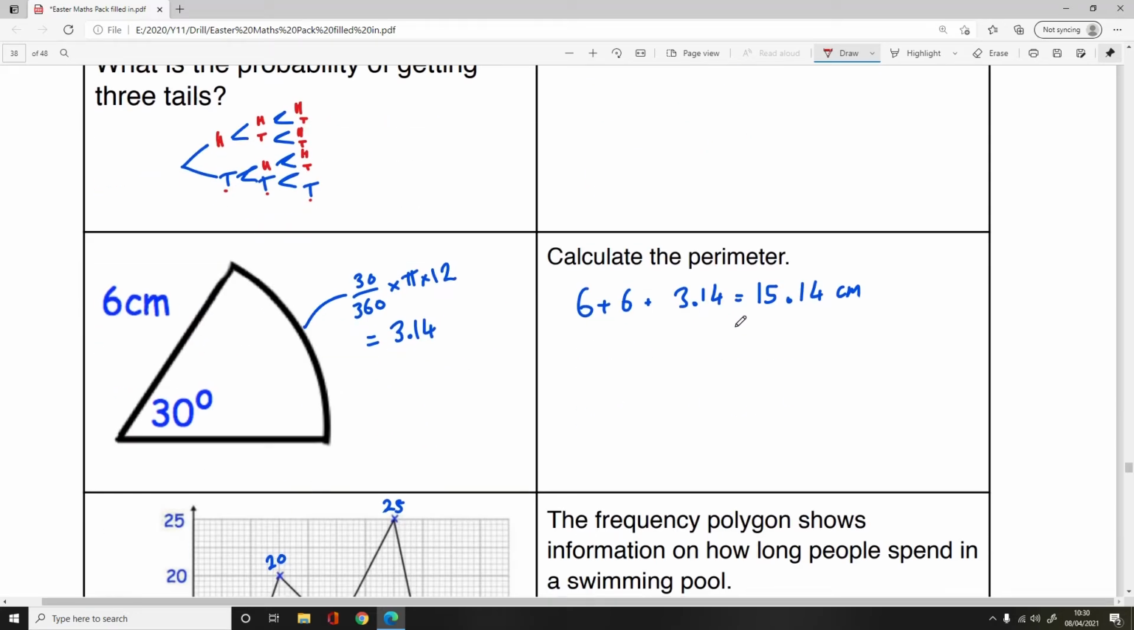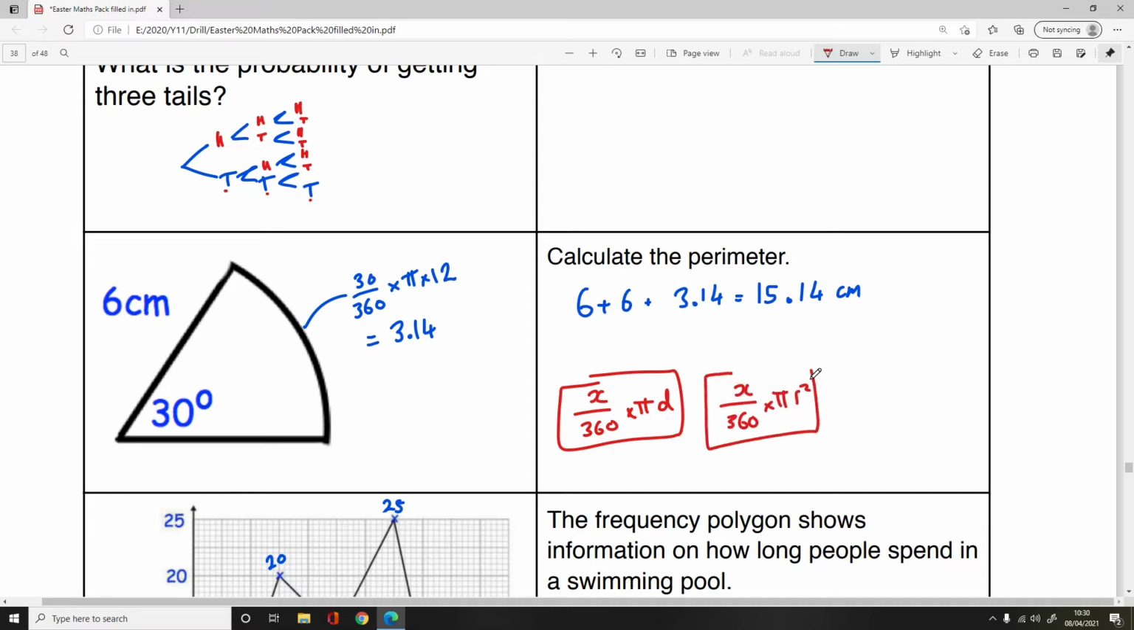Okay, we've then got a perimeter question. So this is to do with arc length. And the formula we should know for arc length is that x over 360 times pi d gives you the length of an arc. If it was sector area, it would be x over 360 times pi r squared. It's just like the formulas for circumference and area of a circle, but times by x over 360, where x is the angle of the bit that you've got.